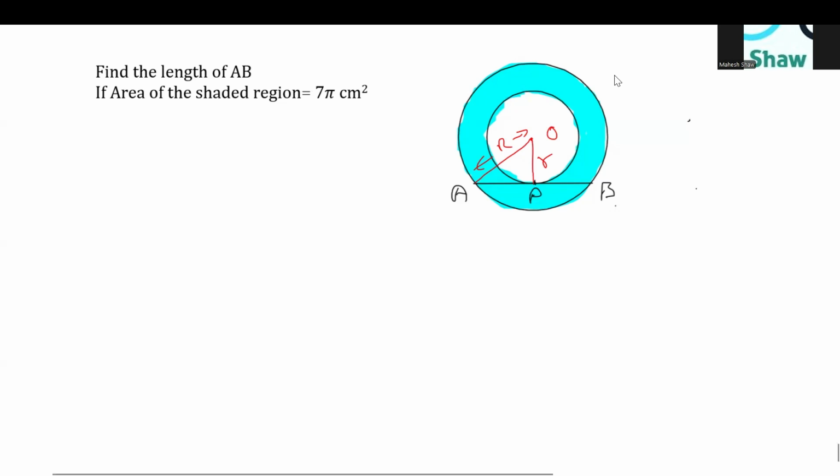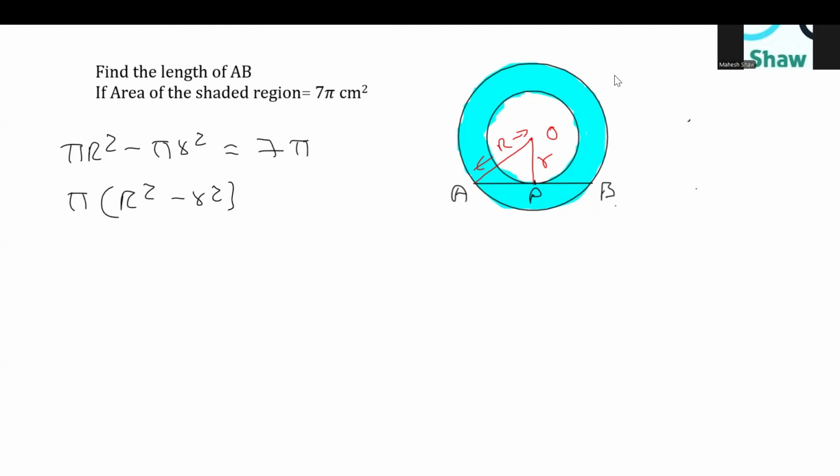Now, what do we know? The area of a ring is the area of the outer circle minus the area of the inner circle. And we can equate it with 7 pi, which is given. So check here, if I take pi common, that results in 7 pi. We can cancel this pi. So we got one relation between the radii as this.